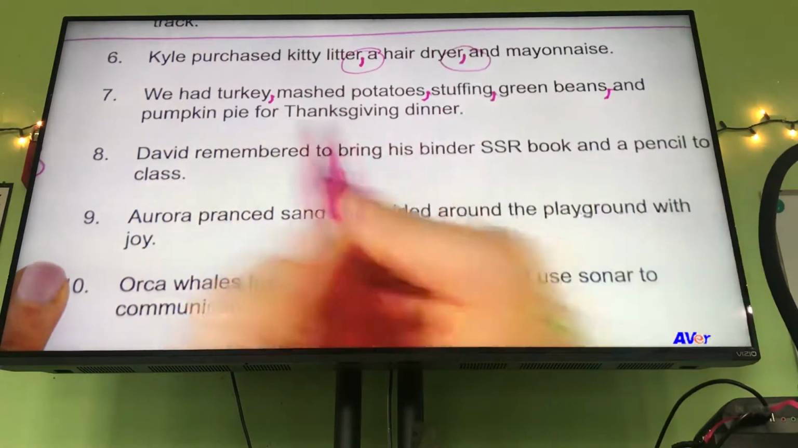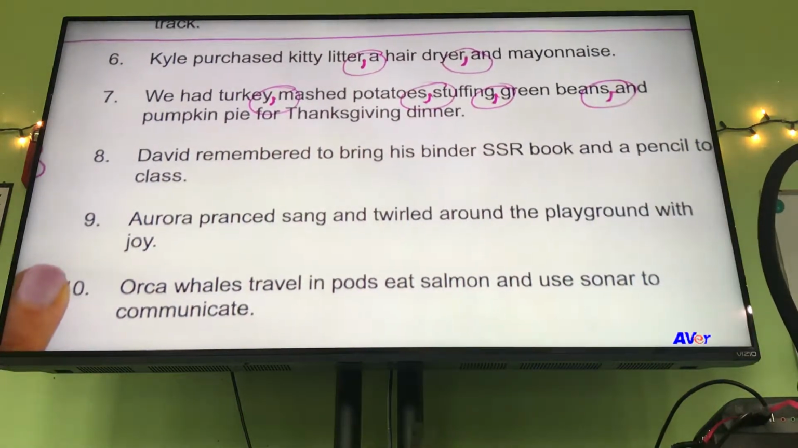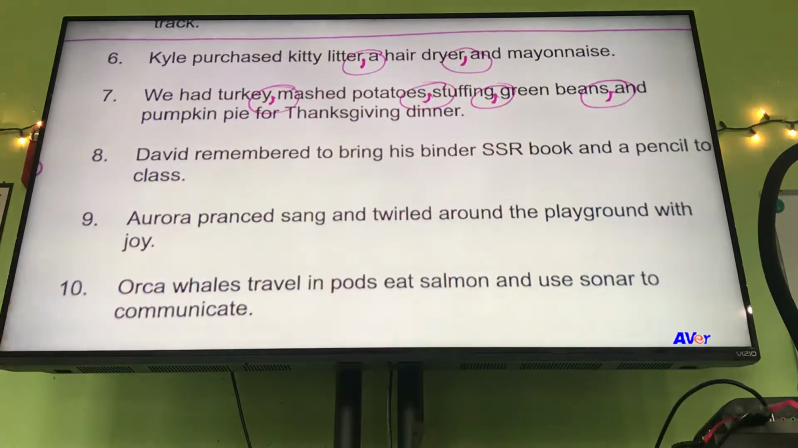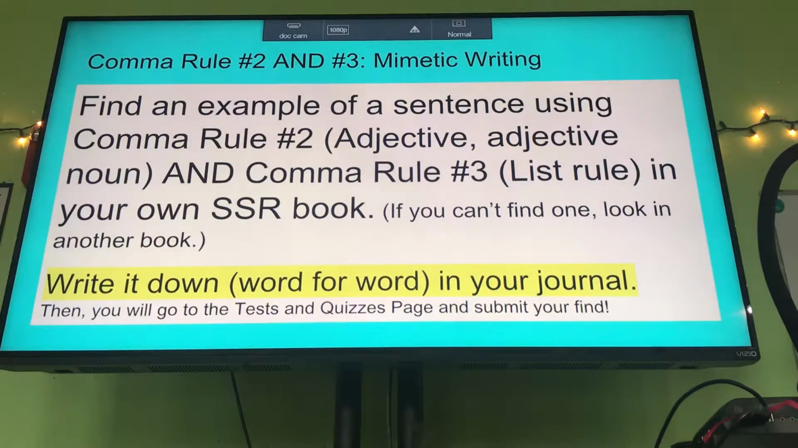Again, after you put your commas, big circles around them so I can check it carefully, finish these 3 sentences to let me know that you know how to do this. And then I want you to go into your SSR book. You want to find an example of a sentence using comma rule number 2, adjective, adjective, noun, and you want to find an example of comma rule number 3, the list rule, in your SSR book.